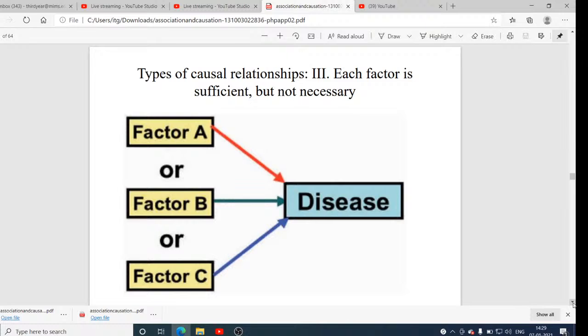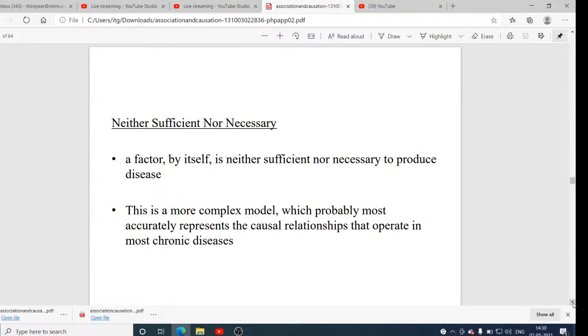Each factor is sufficient but not necessary. So, in causing the disease, if factors A, B, C are available, each single factor, which is also known as an independent risk factor, in the presence of others or not in the presence of others, will still cause the disease alone. Neither sufficient nor necessary: a factor by itself is neither sufficient nor necessary to produce the disease.